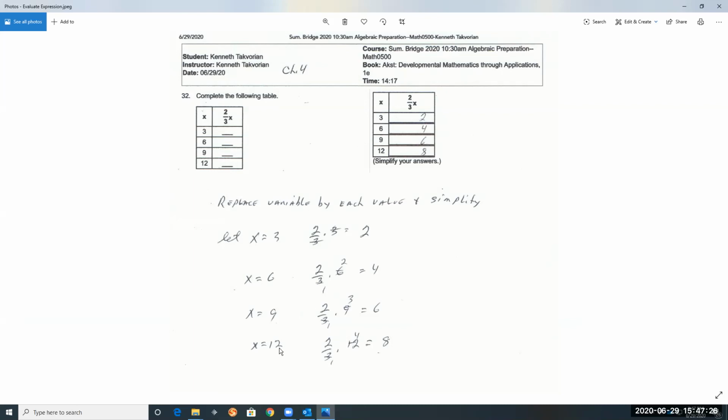Lastly, if x equals 12, replace the x by 12. Reduce, 3 into 12 is 4. 4 times 2 is 8. The value of the expression is 8 when x is 12. Referring to the graphing situation, when x is 12, y is 8.